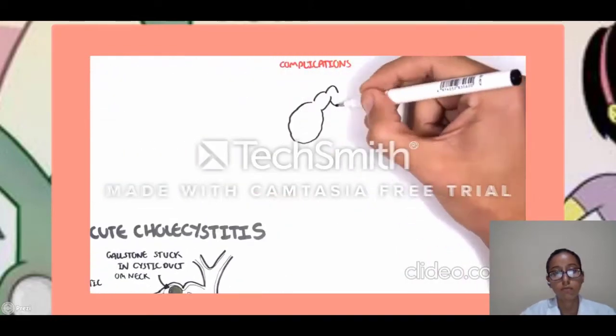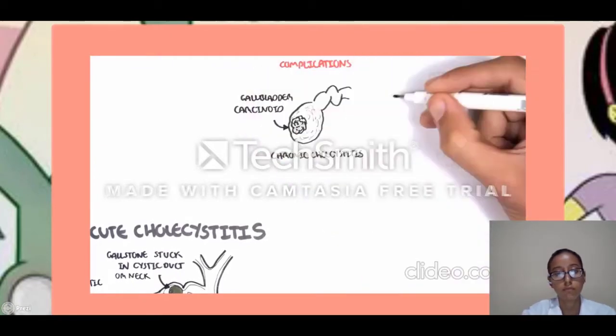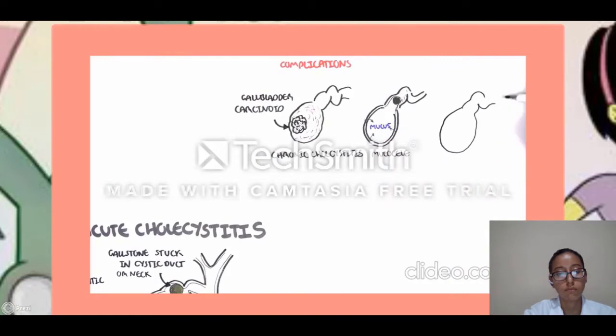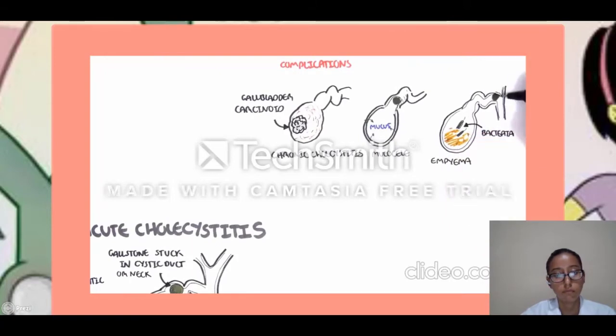These three findings make up what's called Charcot's triad. Complications of cholecystitis include a tumor of the gallbladder, chronic cholecystitis, mucocele, where mucus is secreted into the gallbladder, and empyema, which is pus in the gallbladder thanks to infection by bacteria.